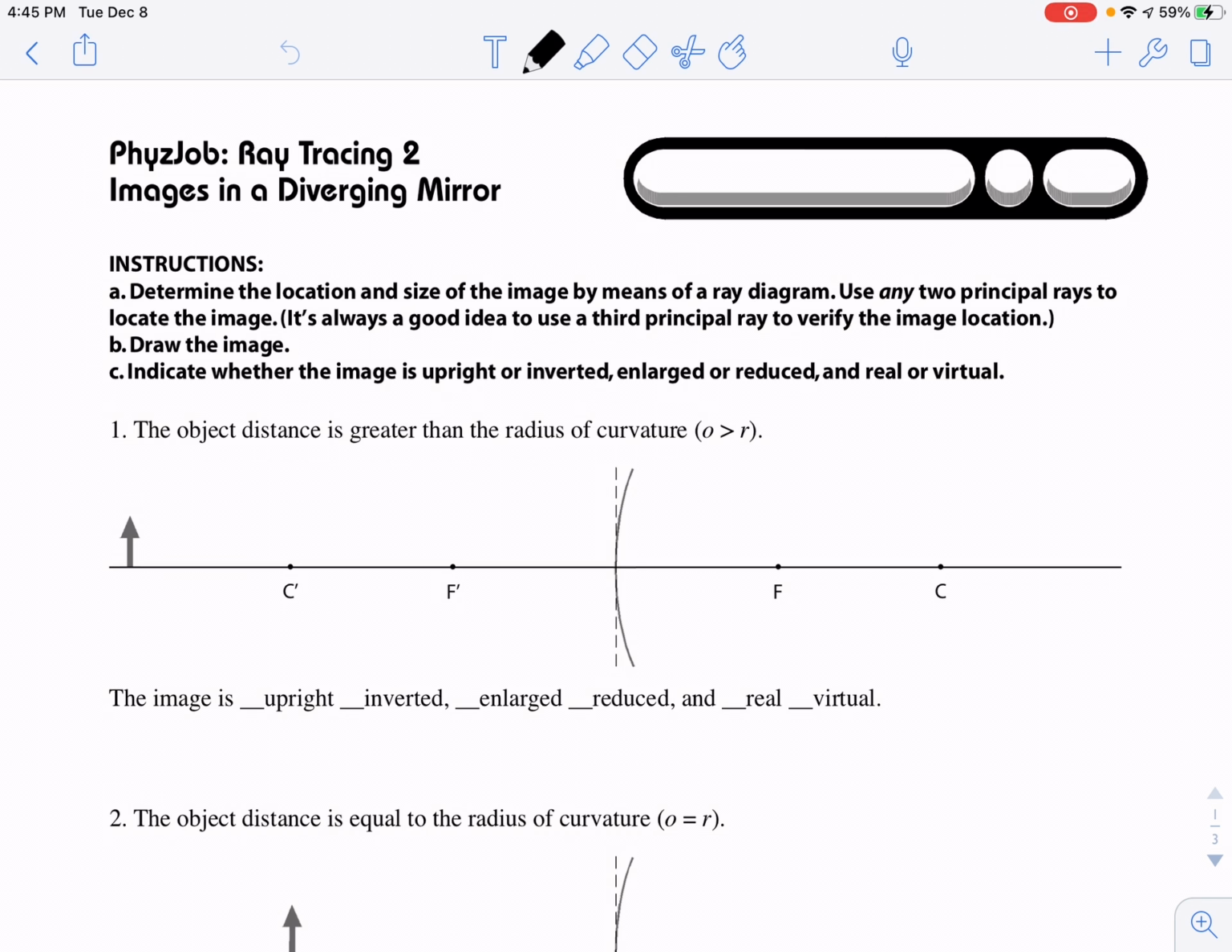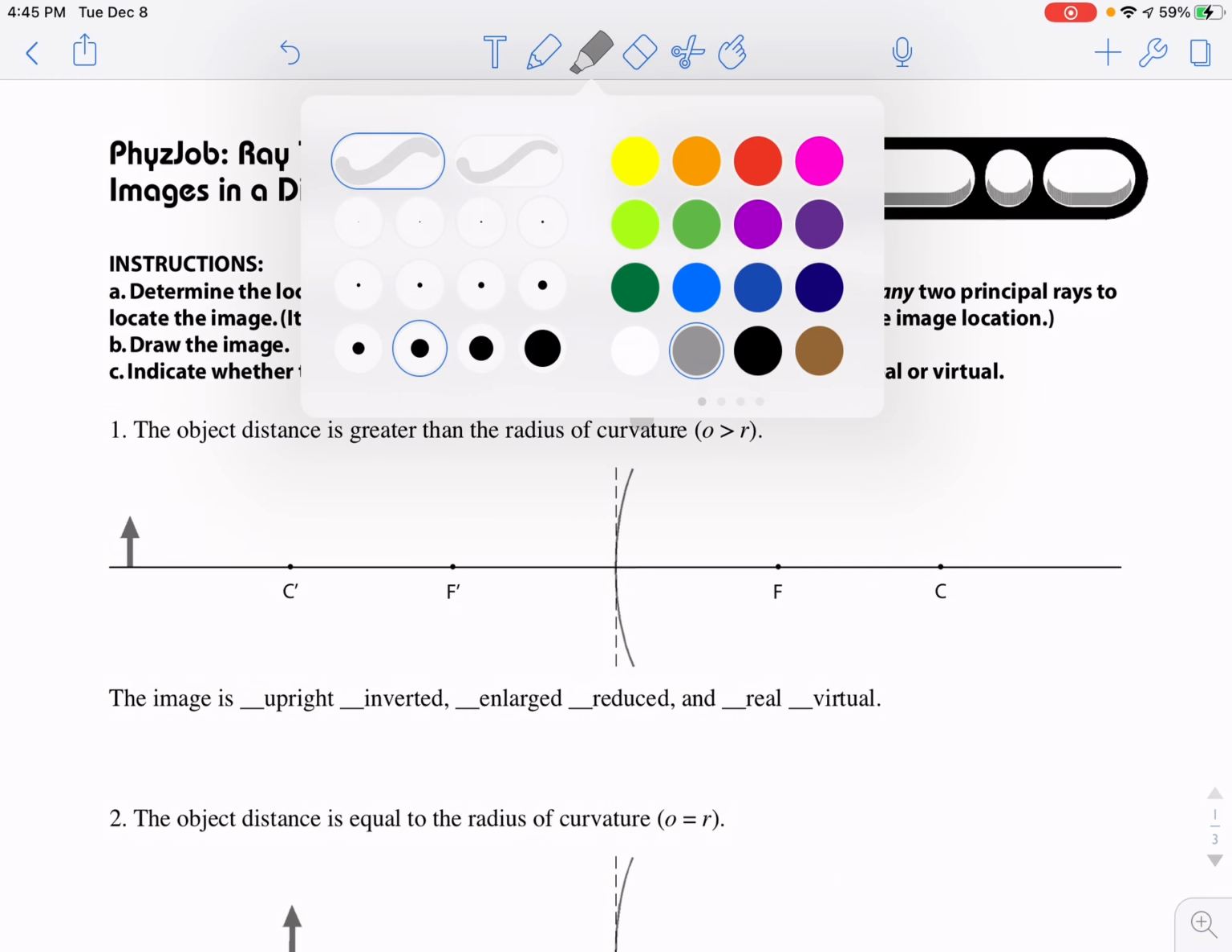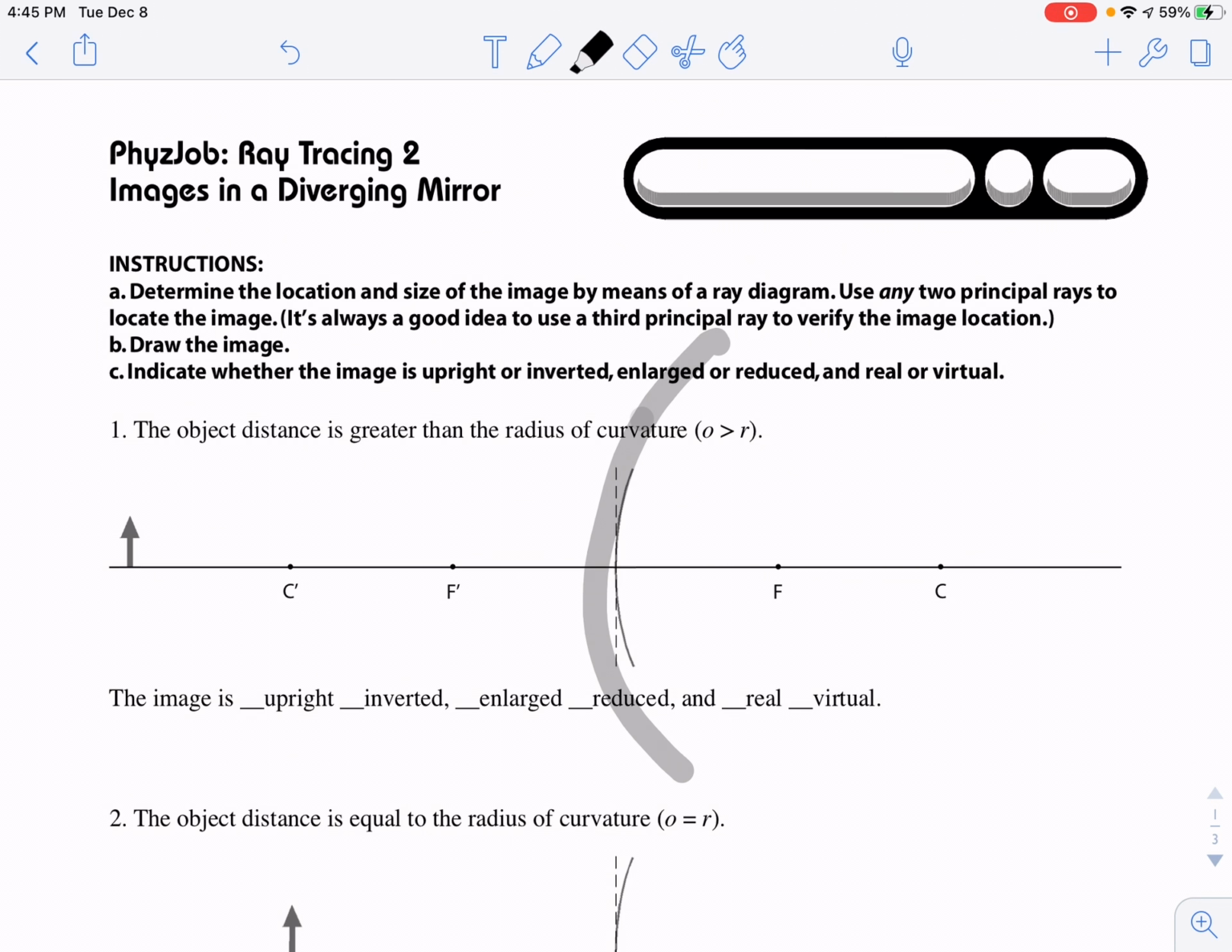Now you'll notice since the curvature of the mirror is curving away from you, the center of curvature is now over here and the focal point is halfway over on the inside of the mirror. So make sure we understand the focal point is over here, not here.